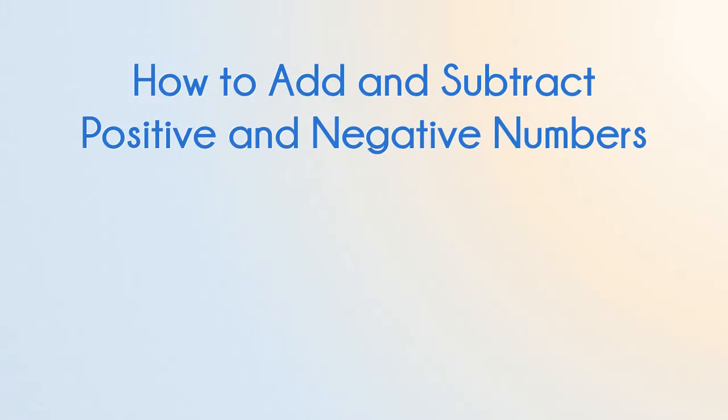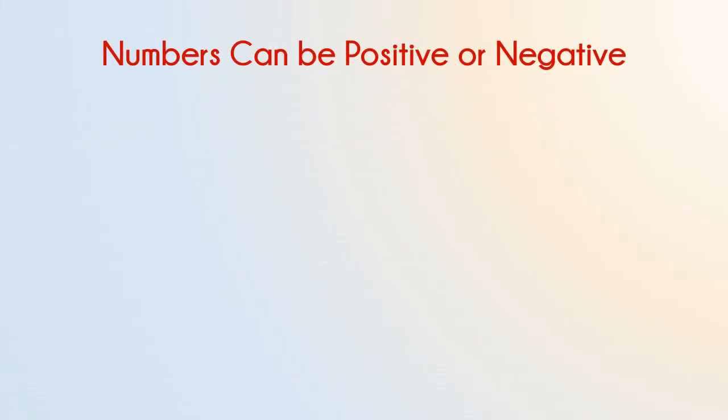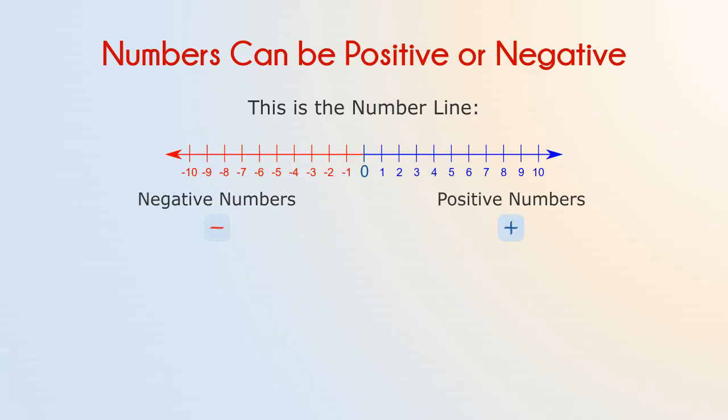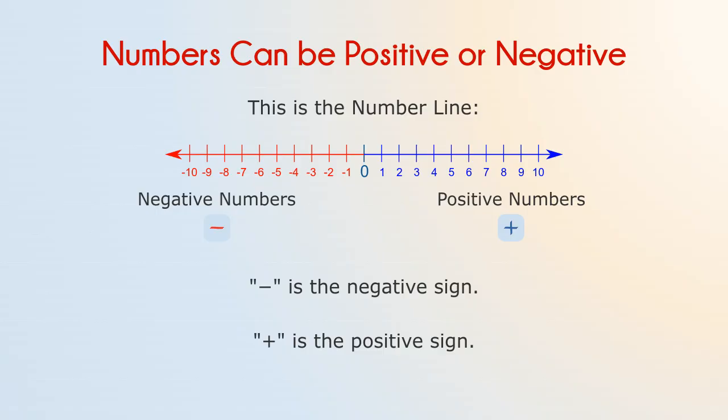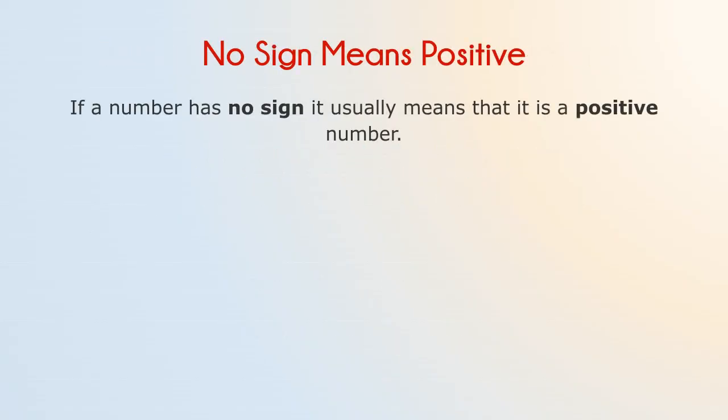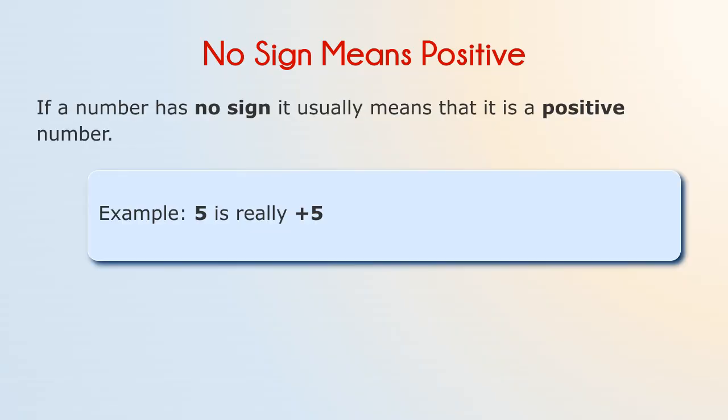How to add and subtract positive and negative numbers. Numbers can be positive or negative. This is the number line. Minus is the negative sign, plus is the positive sign. If a number has no sign, it usually means that it is a positive number. Example, 5 is really plus 5.